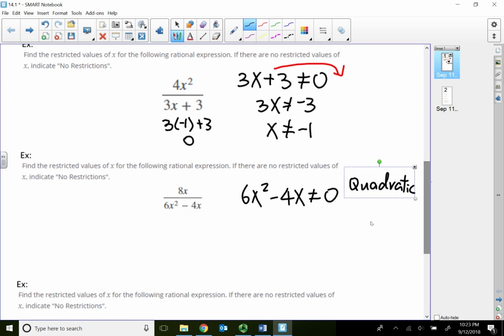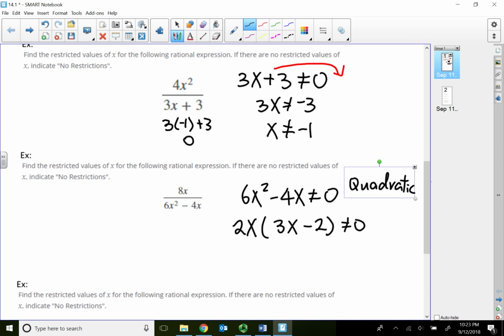It was module 12, where we learned how to do all the factoring of polynomials, especially trinomials. When we solve a quadratic equation, the easiest way is by factoring. Between these two terms, I can factor out a 2x. My greatest common factor is 2x, so what's left is 3x minus 2 not equal to 0.